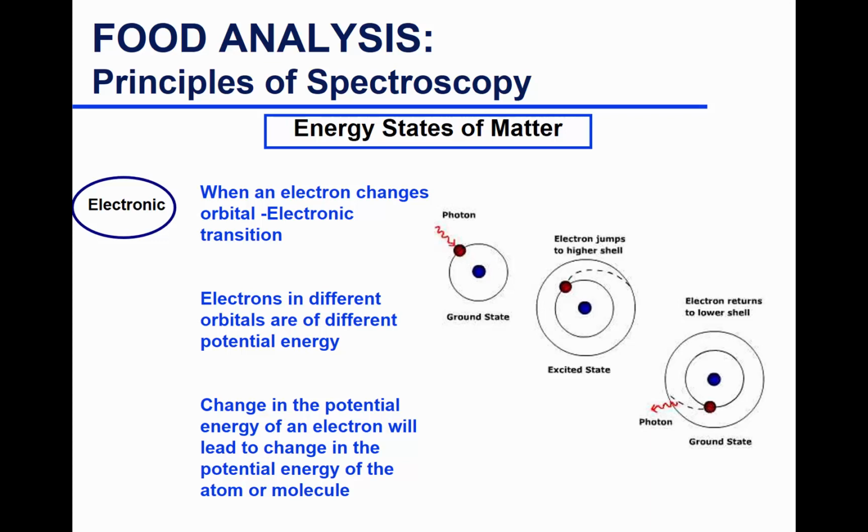So a change in the potential energy of an electron will lead to a change in the potential energy of the atom or a molecule. The electron could be in a singular atom, or it could be in an atom that is within a molecule. So it could be a valence electron or electrons in a bond. The electrons that move to an excited state could be electrons in a singular atom, the valence electron of an atom within a molecule, or the electrons that are participating in a bond.